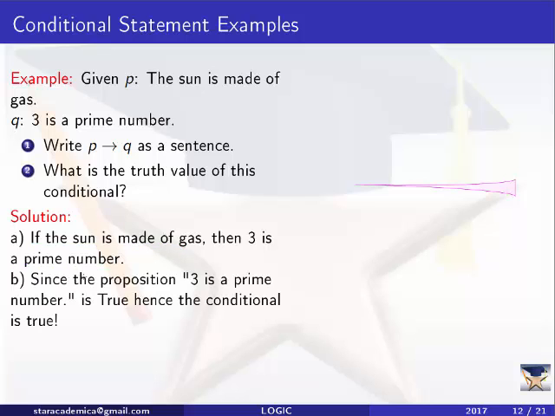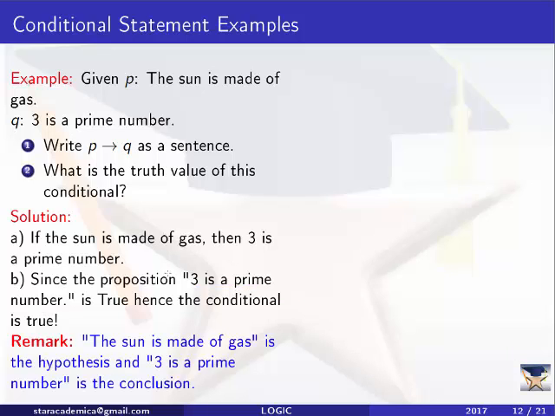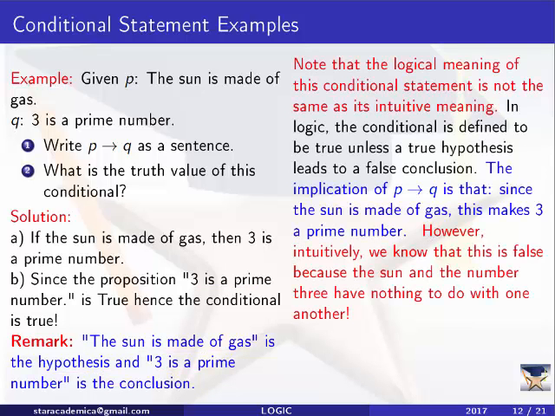So for the truth table, since the proposition 3 is a prime number is true, the conditional is true. No matter what P is, if the conclusion is true, then this is always true because of the table. However, as a remark, the sun is made of gas is the hypothesis, and 3 is prime is the conclusion. So if you have P implies Q, P is the hypothesis, Q is the conclusion.